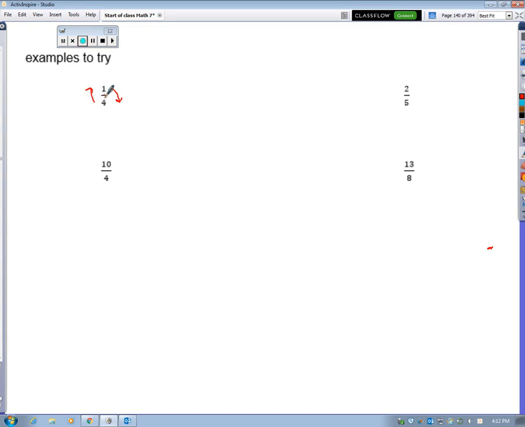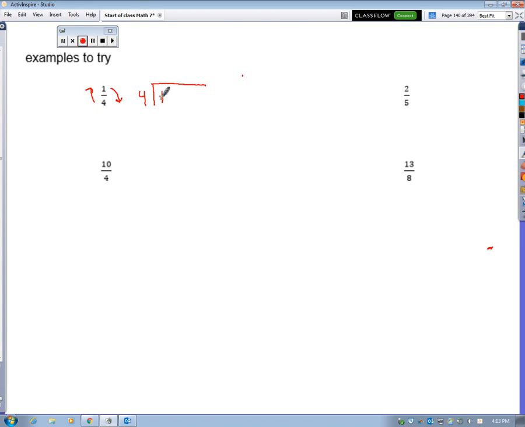It is 1 divided by 4. So the 1 is going to go on the inside, and the 4 is going to go on the outside, and then we're just going to divide this. Okay, same thing like before. 4 does not go into 1.